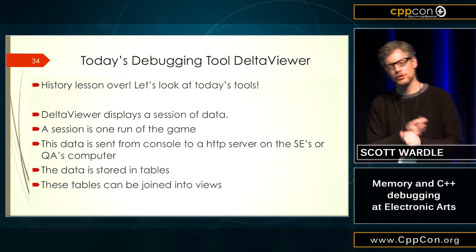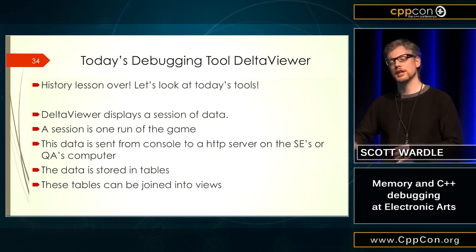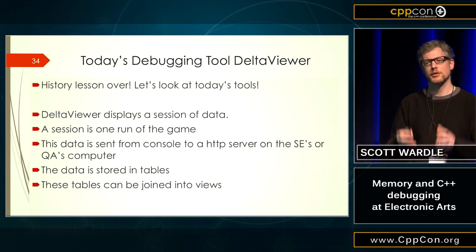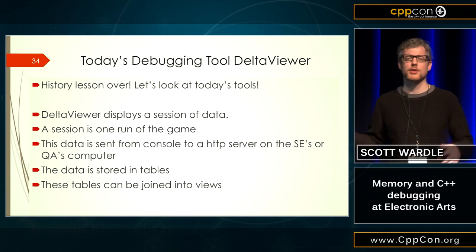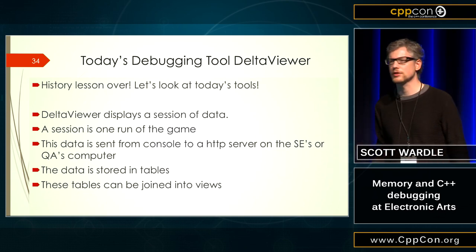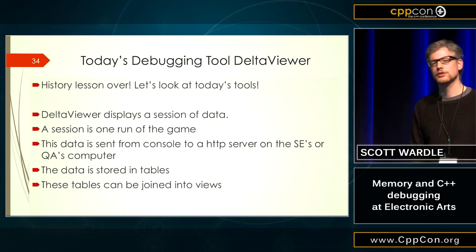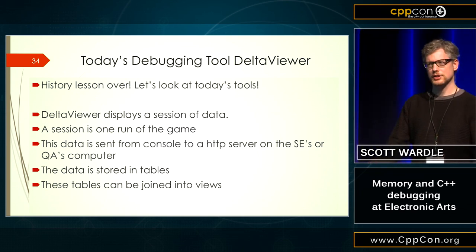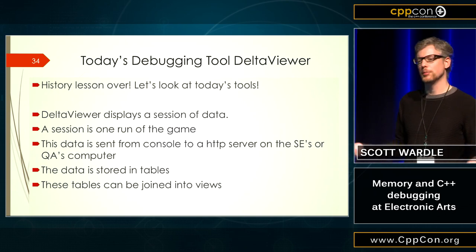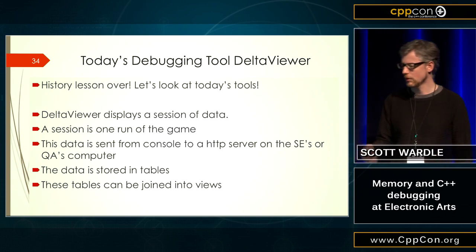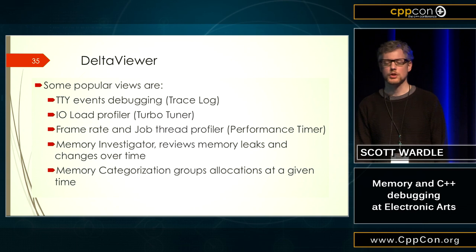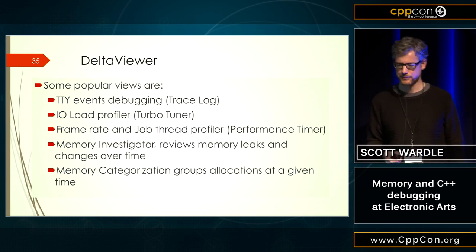And all of this data, you stream it out to the SE's machine. And there's a server that runs on each SE's machine to collect up all of this data, or on the QA's machine if it's being run by QA. All of this data is stored in tables, and these tables are then in view, so it's basically a database on everybody's machine. But that's actually really useful, because we can build these views around it and have all of these views work with each other.